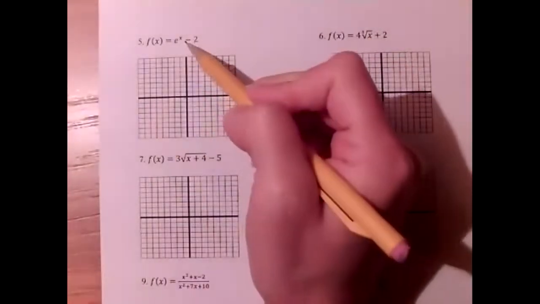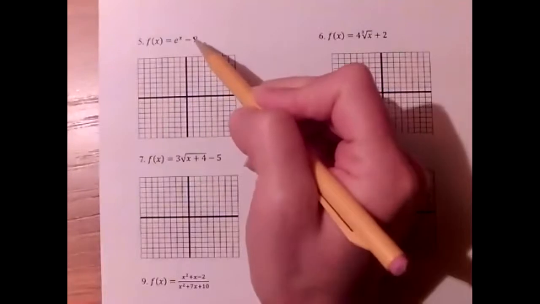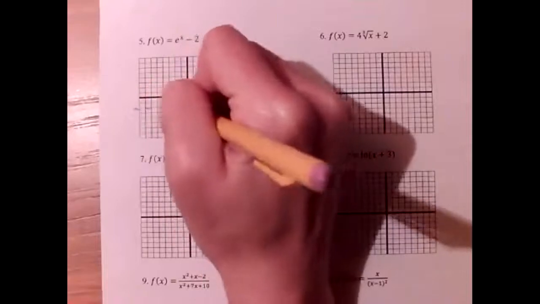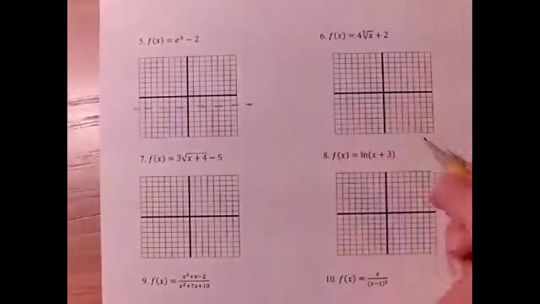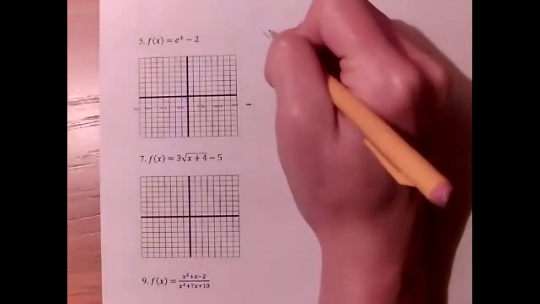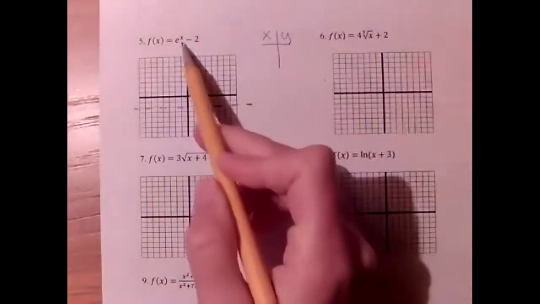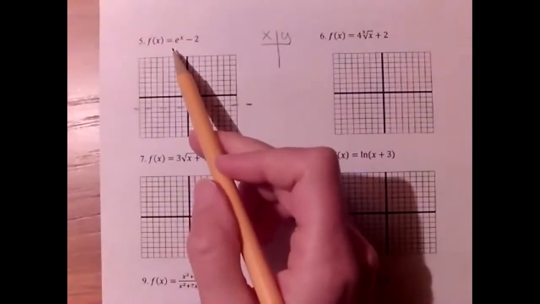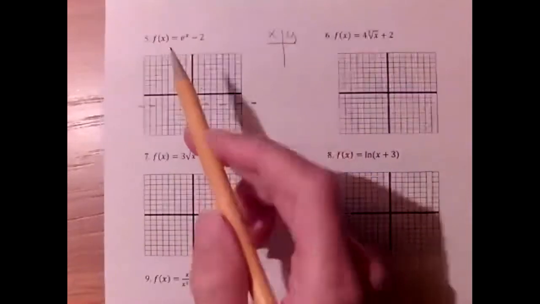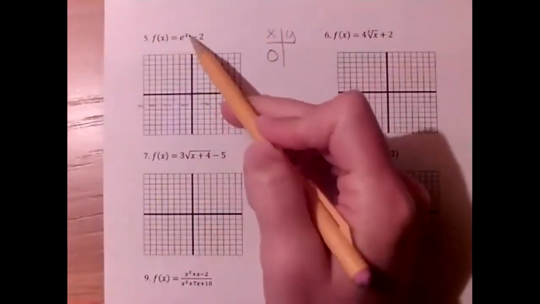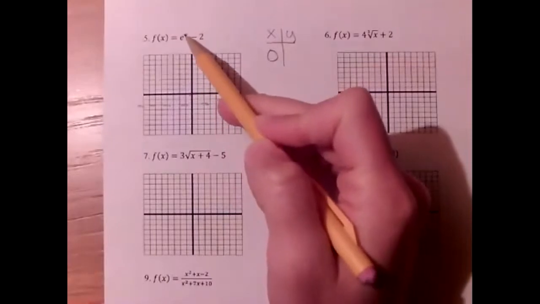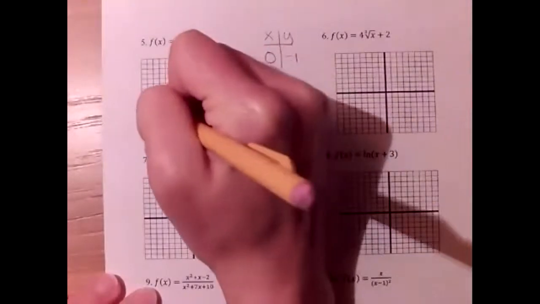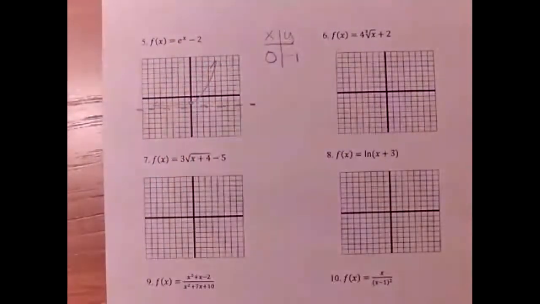All right, this is exponential, so it's going to be the swoop shape. It's moved down 2, so instead of this asymptote at 0, it's going to go down 2. And then we want to get at least 1 point to plot. Without a calculator, what is the one value we could plug in for x and actually be able to do without a calculator? Good, 0. Anything to the 0 power is going to be 1. So e to the 0 would be 1. Minus 2 would be -1. So I'm going to plot (0, -1), and this is our swoopy shape.